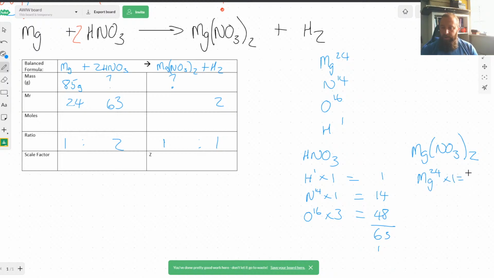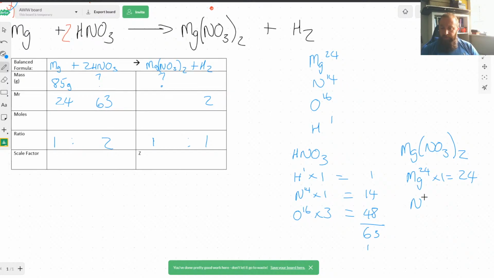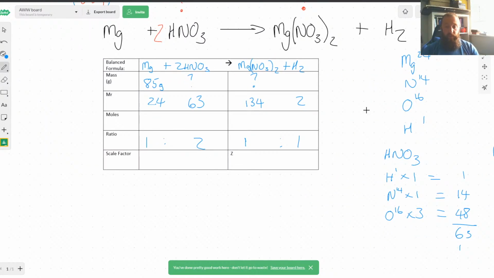I've got one of those. Let's just move this over just a little bit. There we go. Nitrogen. I've got 1 times 2 of those. Oxygen. I've got 3 times 2. I've got 6 of those. That's going to be 96. Add them up. 6, 10, 14. 9, 10, 12, 13. 134. Okay. So that shouldn't be any different to what we did last week.